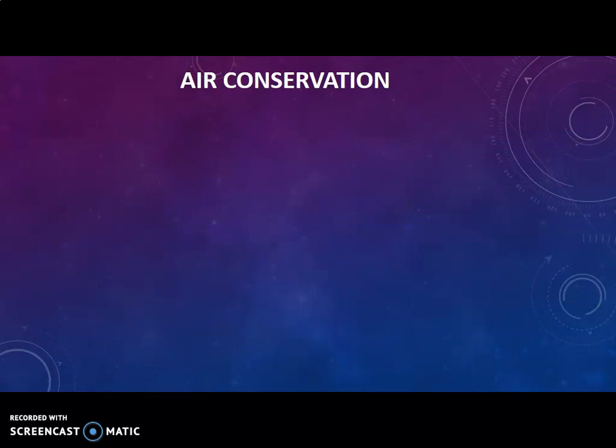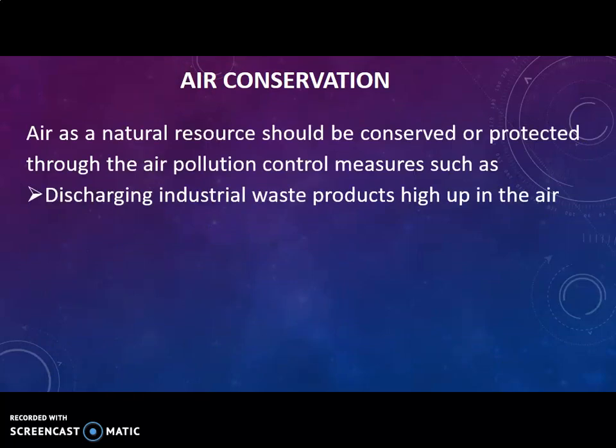How can we conserve the air? We can conserve the air by discharging industrial waste products high in the air. When we discharge industrial waste products high in the air, it will be far from the environment, thereby it won't be able to cause harm to living things within this particular place.